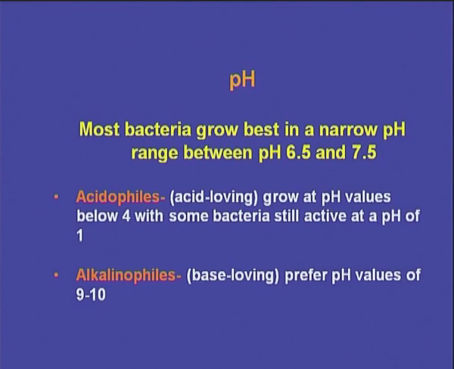Then we come to another physical factor, that is pH. Most bacteria grow best in a narrow pH range between 6.5 and 7.5. There are two types of pH loving bacteria. They are acidophiles and alkalinophiles. Acidophiles are acid loving, and they grow at pH values below 7, that is mostly at pH 4. And the alkalinophiles, they are base loving bacteria, and they prefer values of 9 to 10 pH.